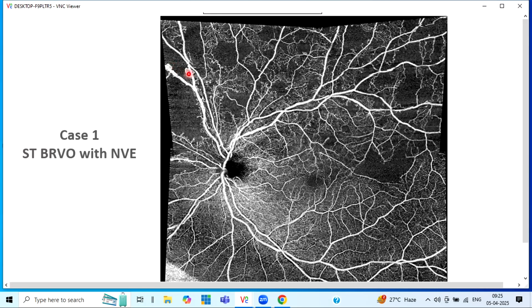Yeah, thank you. So these are the neovascular patch, small neovascular tufts which are there, and these are the massive multiple areas of non-perfusion which you see in superior temporal BRVO.